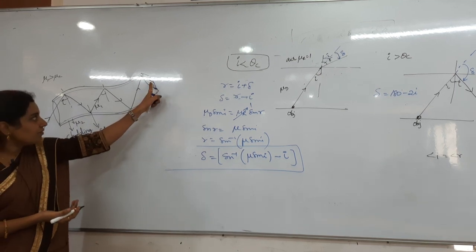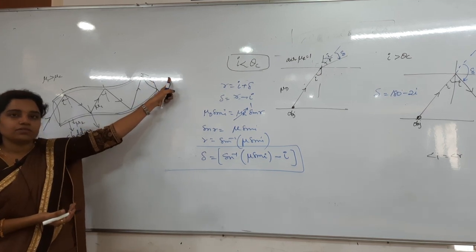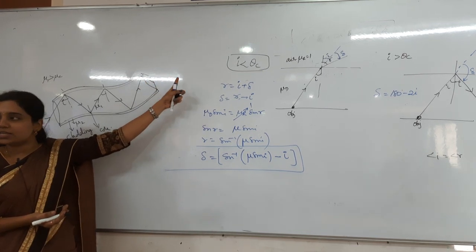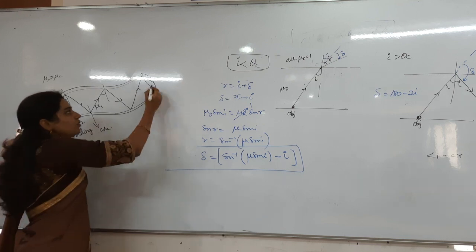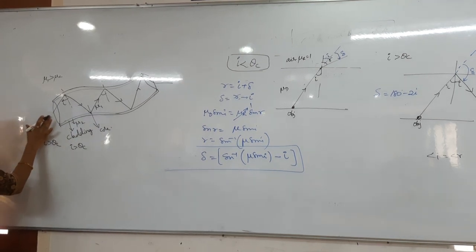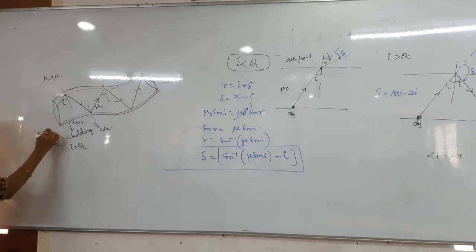Coming from fiber to the air. Fiber to the air. Fiber is what here? Denser medium. Air is a rarer medium. It will move away from the normal. Here also the same thing will happen, I am sorry, towards the normal, no? So like this it will fall.